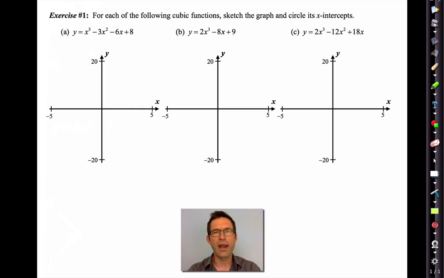The thing about quadratics, ones where the highest power is x to the second, is that they all pretty much look the same. But what we're going to do here is graph 3 different cubics in the same window and see how their x-intercepts, also known as their zeros, differ. So what I'd like you to do is take out your graphing calculator and graph each one of these, but graph them separately, sketch the graph, and also circle their x-intercepts.